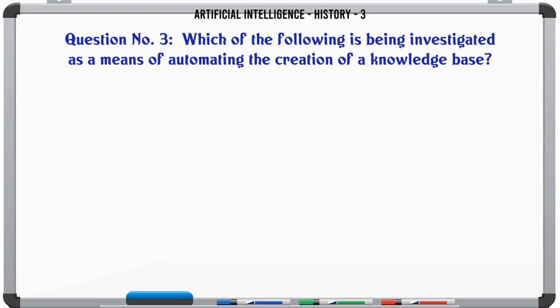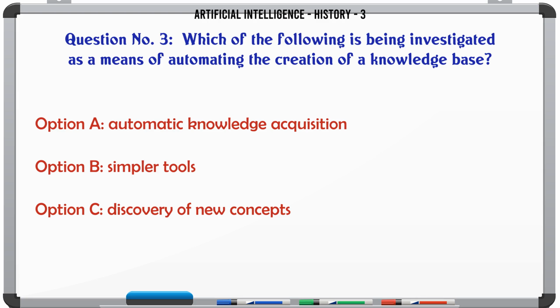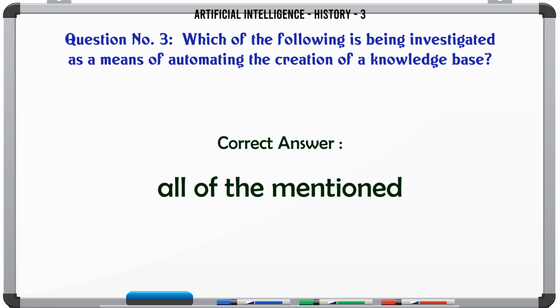Which of the following is being investigated as a means of automating the creation of a knowledge base? A. Automatic knowledge acquisition. B. Simpler tools. C. Discovery of new concepts. D. All of the mentioned. The correct answer is all of the mentioned.